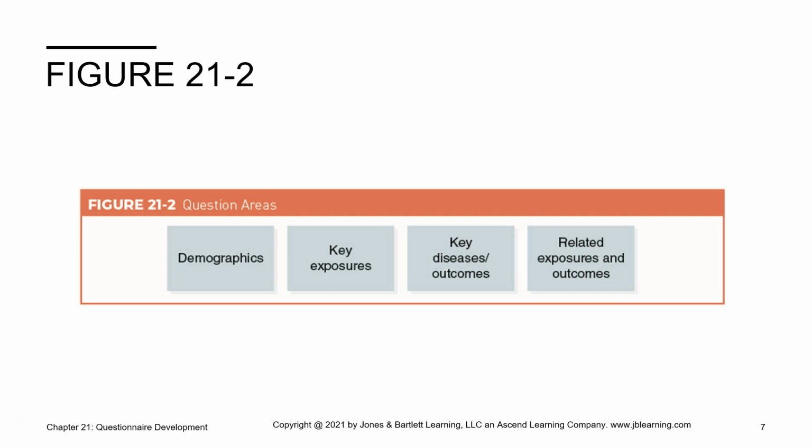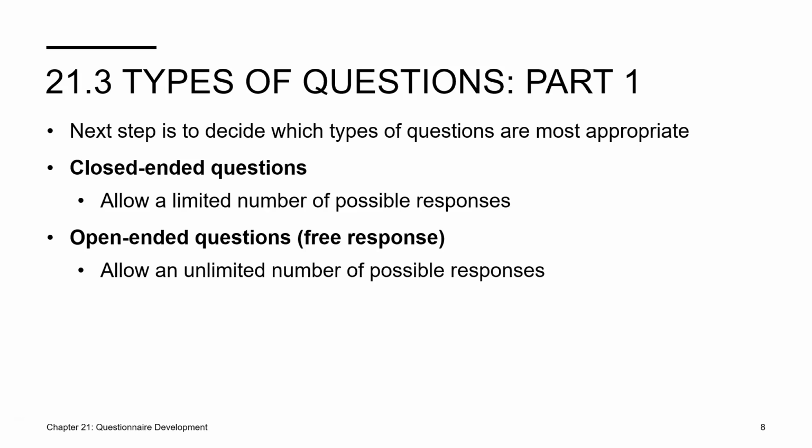Then you would also want to look at related exposures and outcomes. So it could be that individuals also have other comorbidities with the disease. So hypertension, diabetes, the different diseases that come with aging could also be part of the questionnaire. And it's important to include whatever you can to have a robust set of questions in the questionnaire.